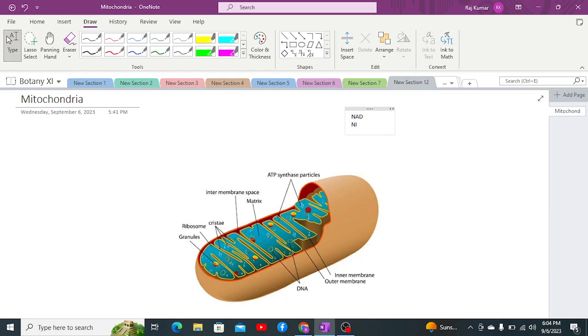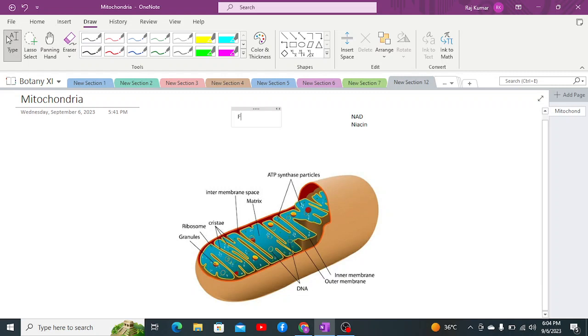As we previously discussed in our video on nucleotides, it contains the niacin vitamin, or vitamin B3, and it has two nucleotides which are attached to each other. One contains nicotinamide, the second contains adenine, forming nicotinamide adenine dinucleotide.